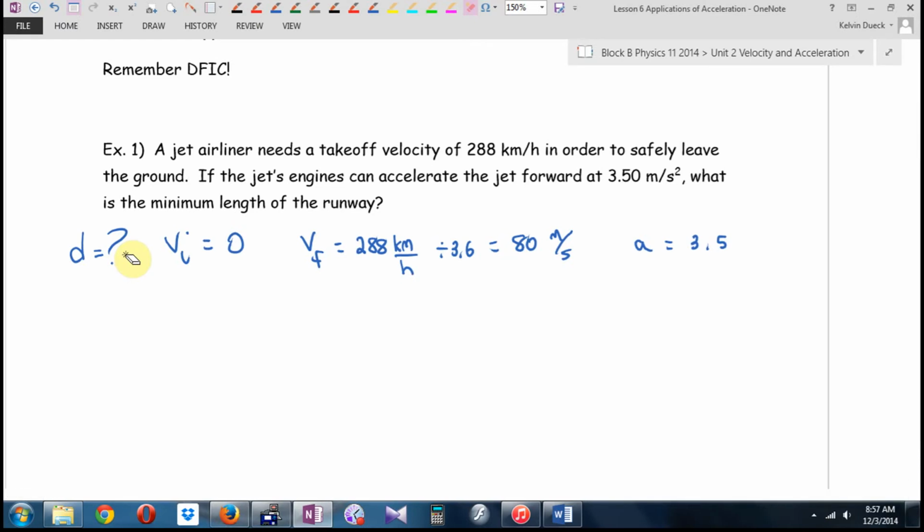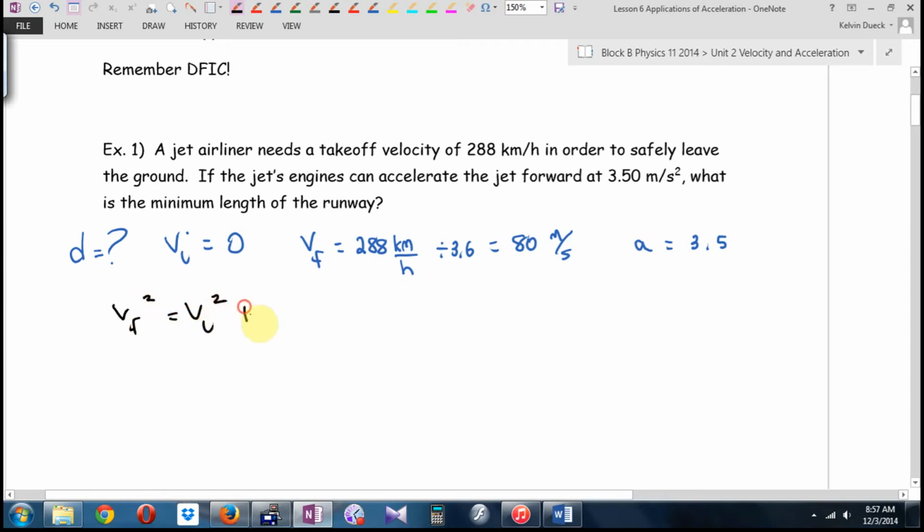This is the skill that we need to get good at. If you can't find the equations in the first place, I can't help you with the rest of this. If you can find the equations, I can teach you everything else. So on the yellow sheet, which equation has D, VI, VF, and A in it? Okay. You've got to be able to find, let's write that down. VF squared equals VI squared plus 2AD. There's step 1.